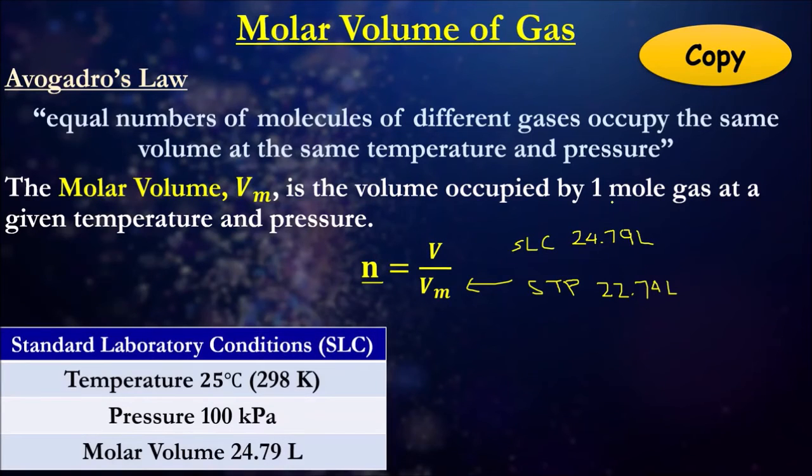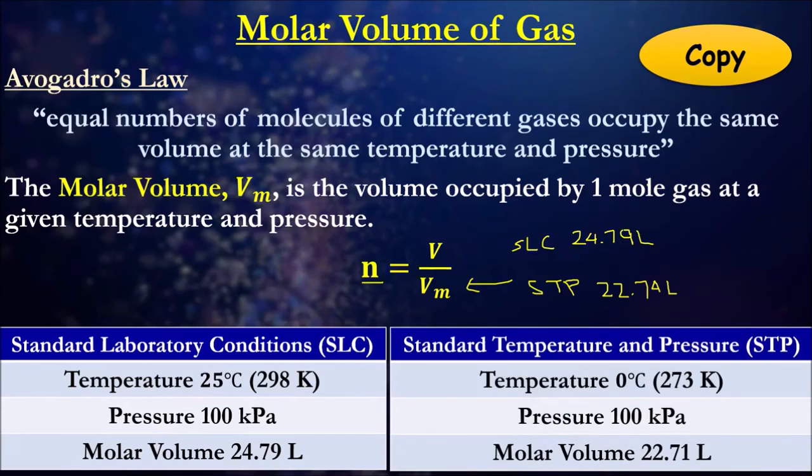So for standard lab conditions, the temperature is roughly 25 degrees Celsius, so 298 Kelvin, the pressure is 100 kilopascals, and molar volume will be 24.79. And if it's standard temperature and pressure, then the temperature would be 273 Kelvin. Pressure stays the same. Volume is slightly lower. So that's the only difference between standard lab conditions and standard temperature and pressure. It's only different by the temperature.